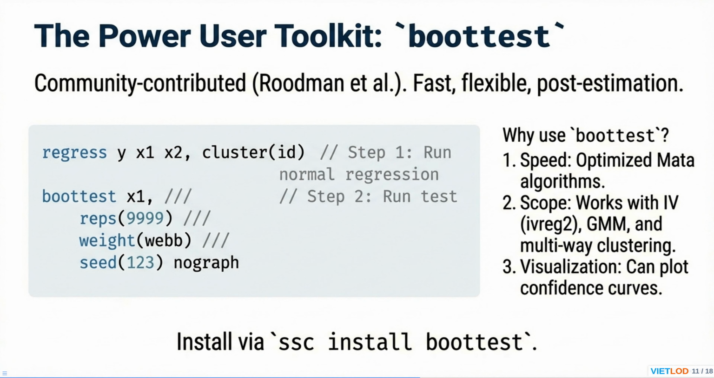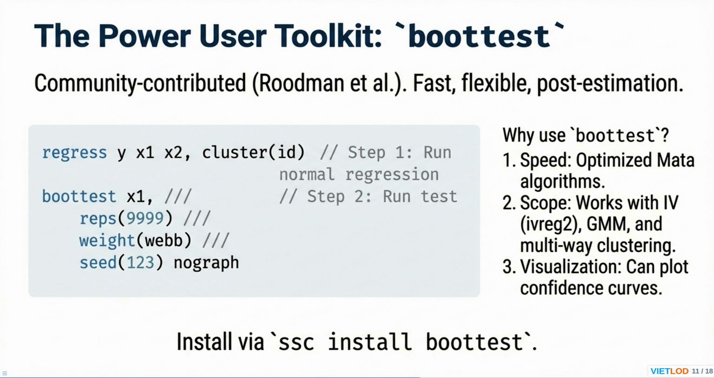Boottest offers several significant advantages. It's often much faster thanks to optimized MATA algorithms, and its scope is much wider. It supports instrumental variables, generalized method of moments, and even multi-way clustering, capabilities not always found in the native command. Furthermore, it can generate powerful visualizations like confidence curves. As you can see in the example, you simply run your initial regression, then follow up with boottest, specifying options like the number of repetitions, the type of weights, and a random seed for reproducibility. This command gives you powerful, flexible inference for even the most challenging cluster structures.